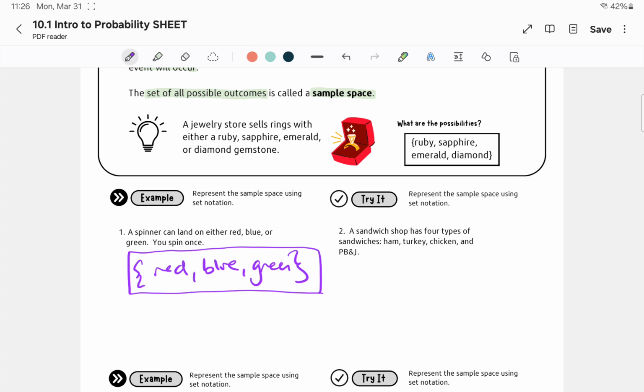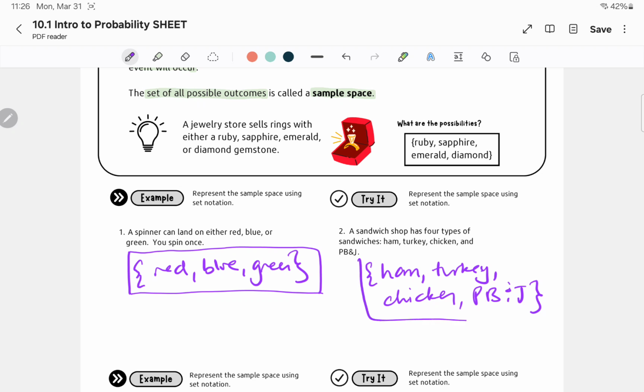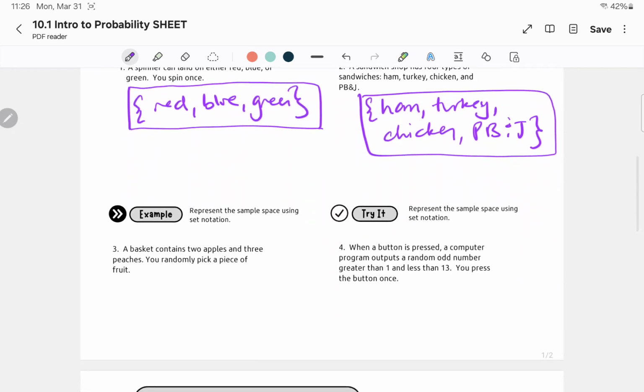It says a sandwich shop has 4 types of sandwiches: ham, turkey, chicken, PB&J. Represent the sample space. So basically, what are the possibilities of going to the sandwich shop and ordering a sandwich? That's implied here. You can order ham, turkey, chicken, or PB&J. Those are the 4 possibilities when you walk into that sandwich shop. So let's go on to number 3.